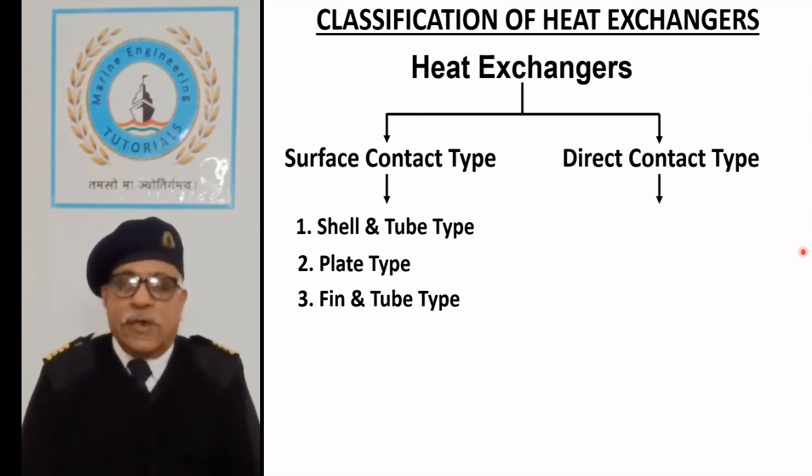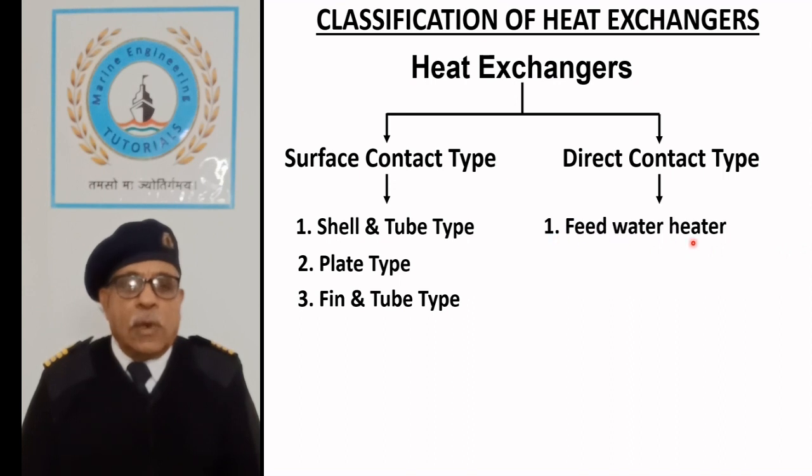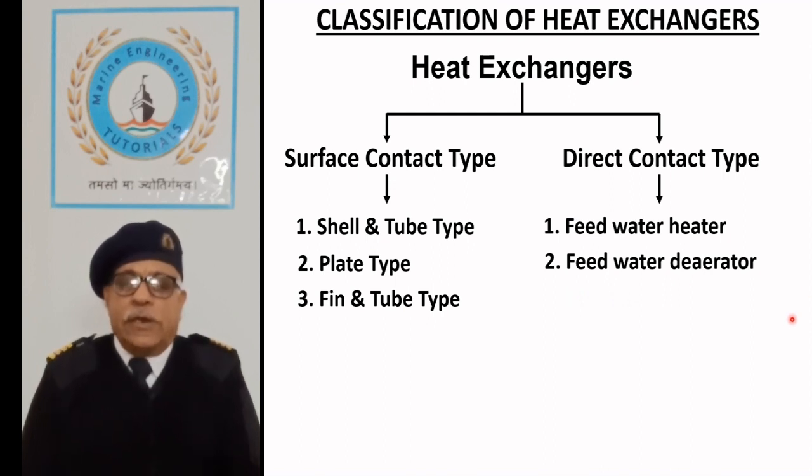Direct contact type heat exchangers are used for the following purposes. Feed water heater. A feed water heater in a large steam plant utilizes the extracted or bled steam from propulsion turbines. Feed water deaerator. A feed water deaerator in a large steam plant is used for removal of dissolved oxygen by heating the feed water with exhaust steam.